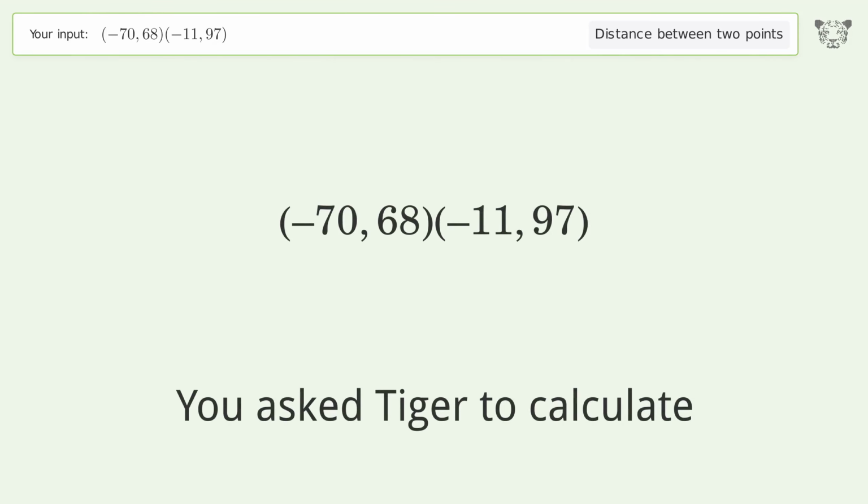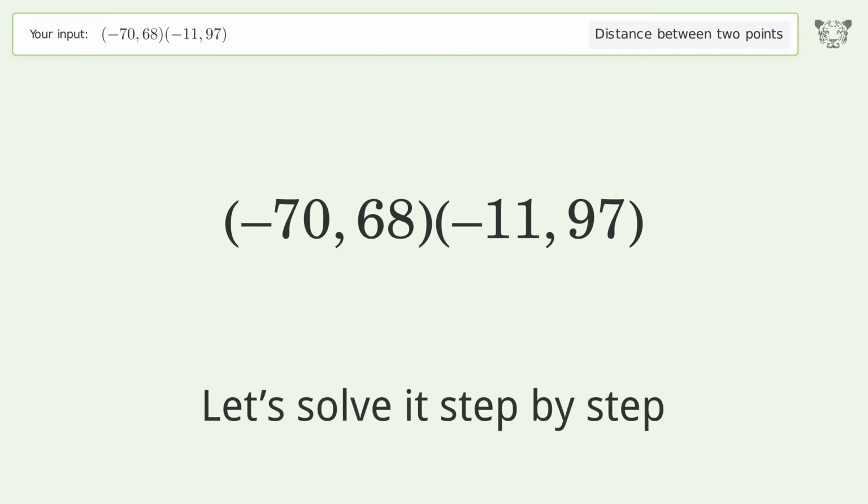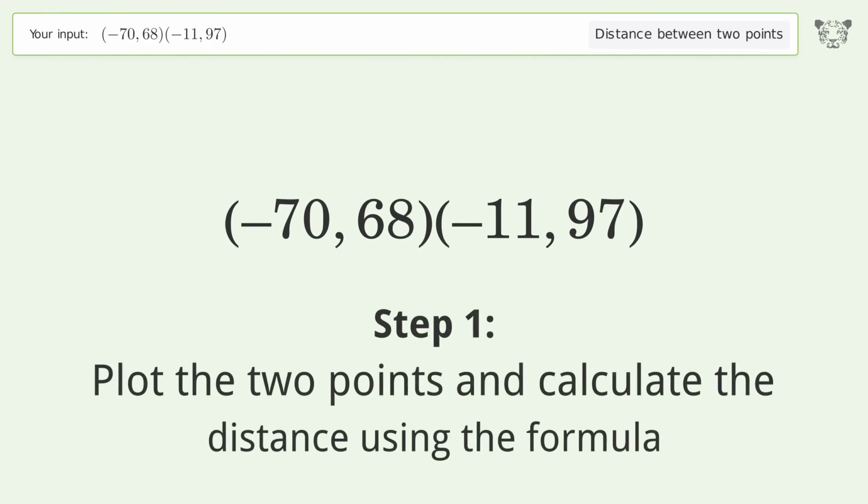You ask Tiger to calculate. This deals with the distance between 2 points. The distance between the 2 points is the square root of 4,322, or 65.742. Let's solve it step by step. Plot the 2 points and calculate the distance using the formula.